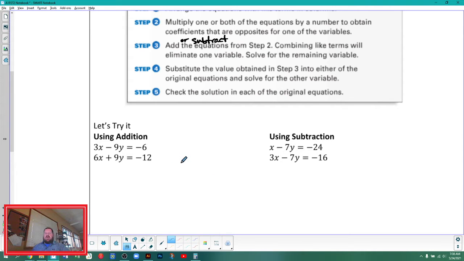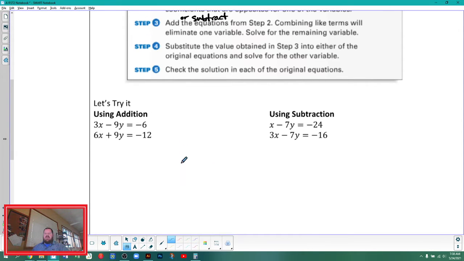So here's where I'm talking about using addition or subtraction. I have an example of both. The thing that I notice here is that I have opposites on my y's. My y's are set up as opposites, so I'm going to add those two equations.